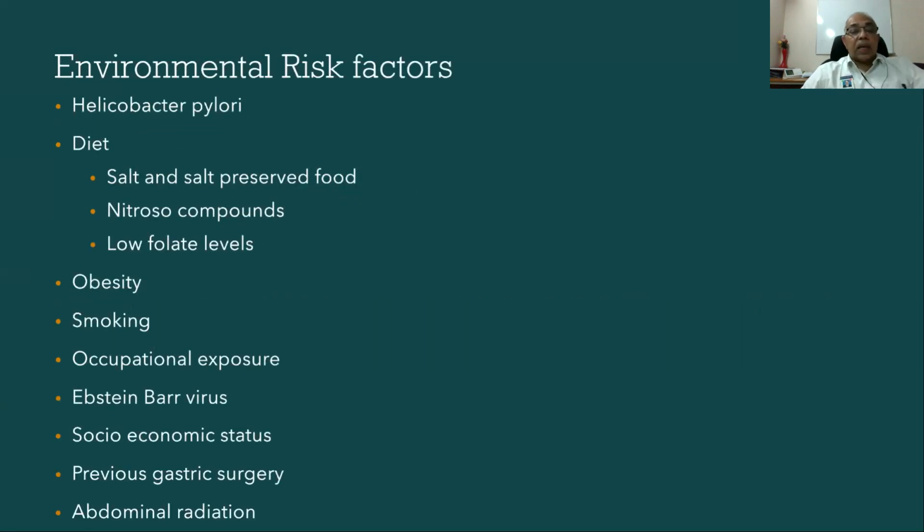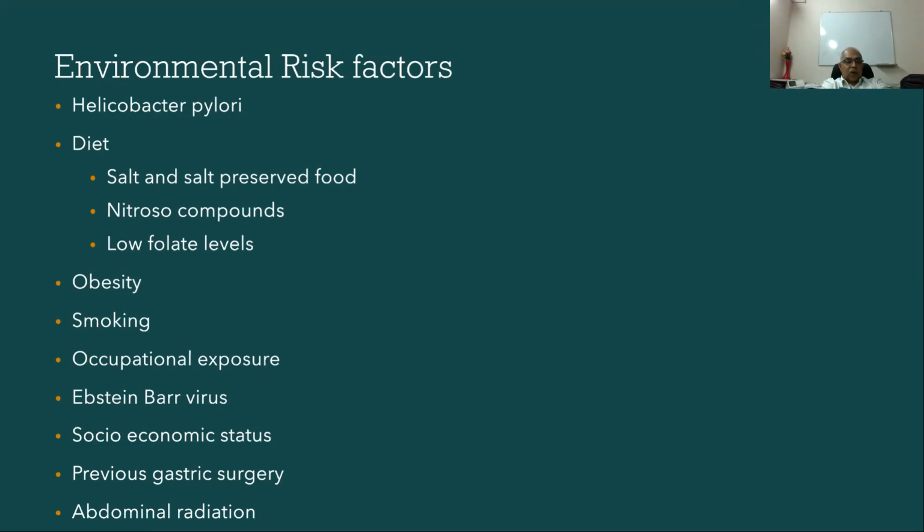There are several environmental risk factors that have been described. Helicobacter pylori is what we all learned when we were students. Diet: there seems to be an increased incidence of this malignancy in places where they use salt and salt-preserved foods, like, for example, in the colder parts of the world where they have to freeze their food, and they often preserve it in salt.